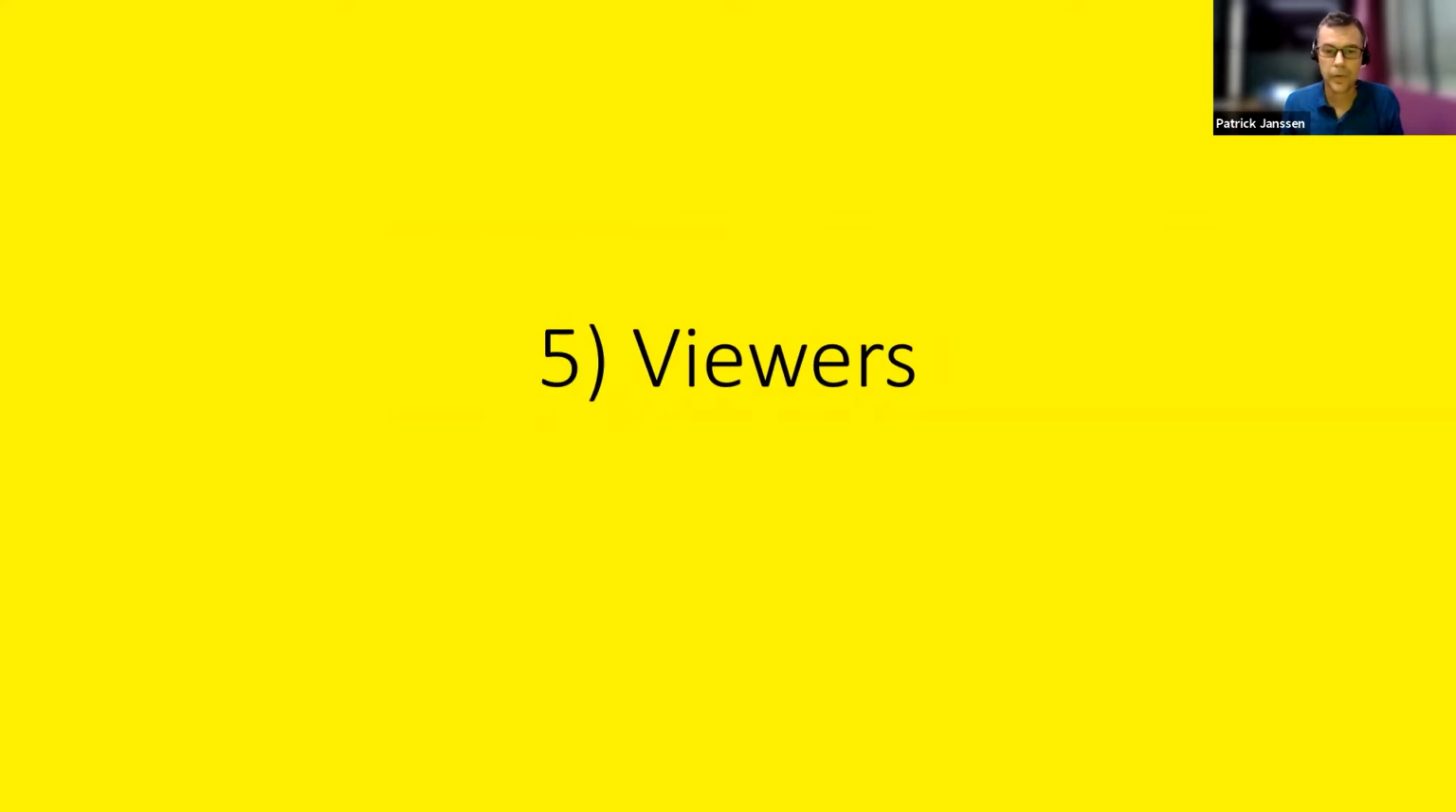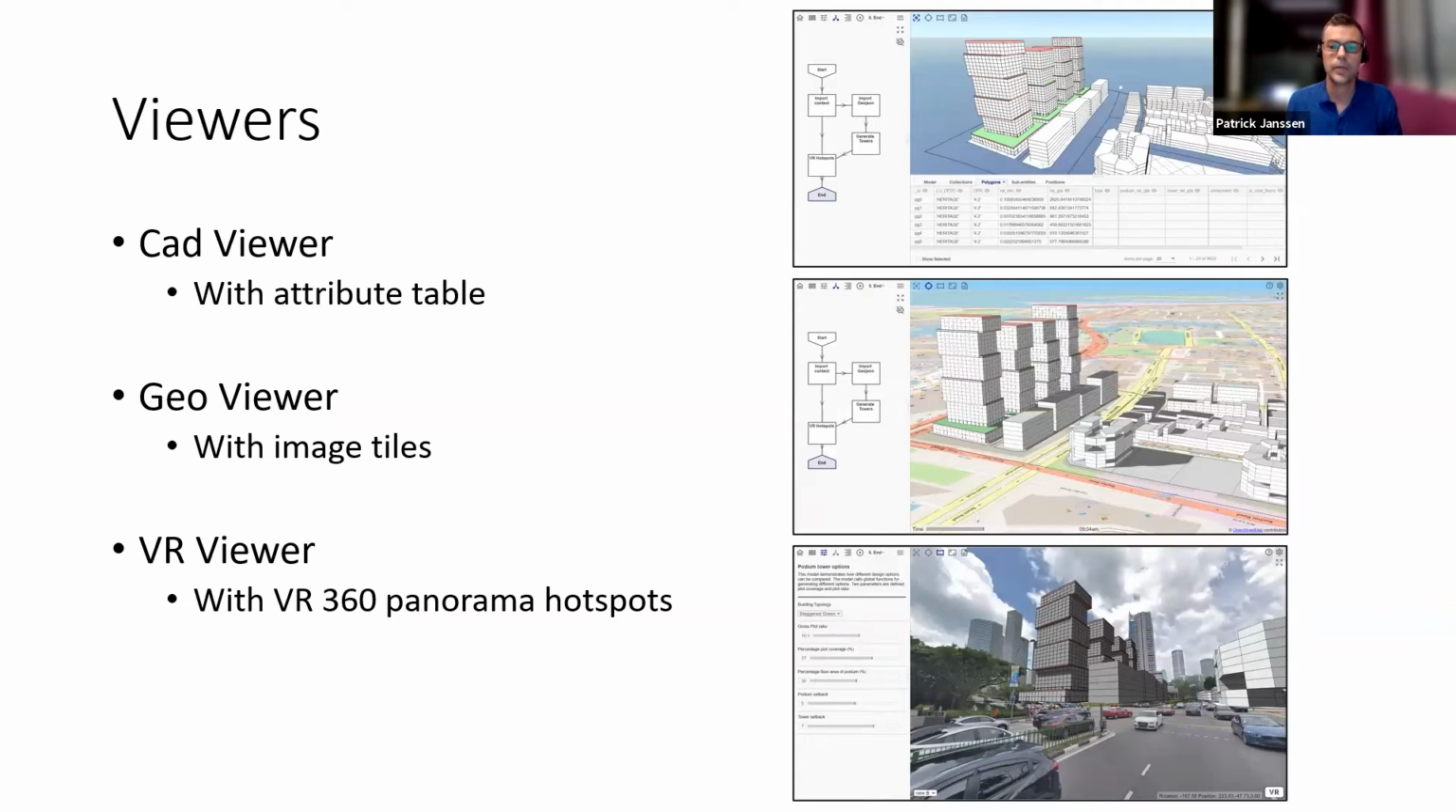Number 5 is viewers. In your typical CAD system, you always have your CAD viewer, but with the way data and the web work now, you really want different types of viewers for different purposes. But you don't want to have them in different software. You want to be able to switch easily from one to the other, and each viewer has slightly different performance requirements and goals.